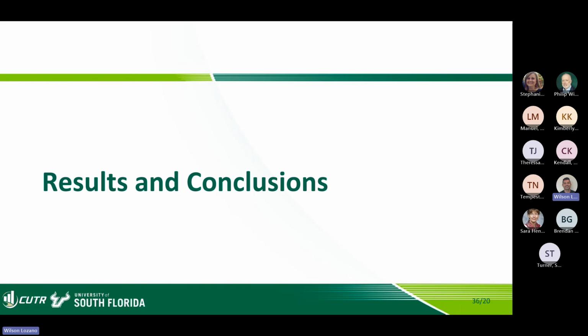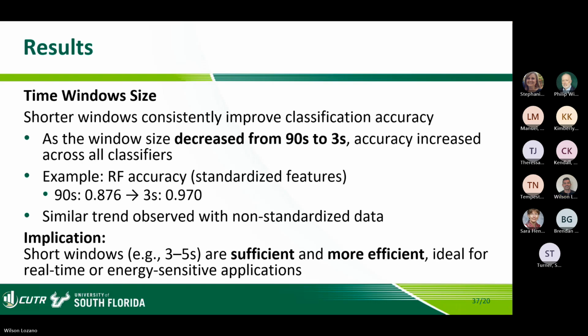Now let's go over results and conclusions. We find that shorter time windows consistently improve classification accuracy. As the window size decreased from 90 to 3 seconds, accuracy increased across all classifiers. For example, random forest, overall the best classifier during the experiments using the standardized features, went from 0.87 to 0.97. With a 90-second window, accuracy was 87%. Using 3-second windows, the accuracy was 97%.